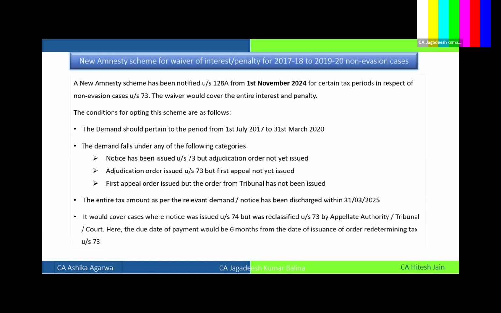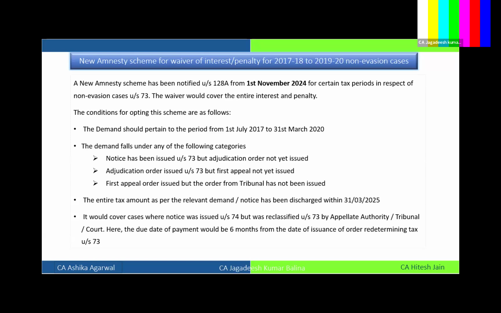Unlike 16.5 and 16.6, as Ashka ma'am and Hitesh said, in this case it will be applicable in both the fraud cases and the non-fraud cases, that is both 73 cases and 74 cases. But in order to avail the benefit under section 128A, the notice should be under 73. As Ashka ma'am said at the time of introduction, there will be two scenarios, 73 and 74. 73 deals with the non-fraud cases, whereas 74 deals with the fraudulent cases. So in order to get benefit under this scheme, the notice or the adjudication proceeding should be under section 73.